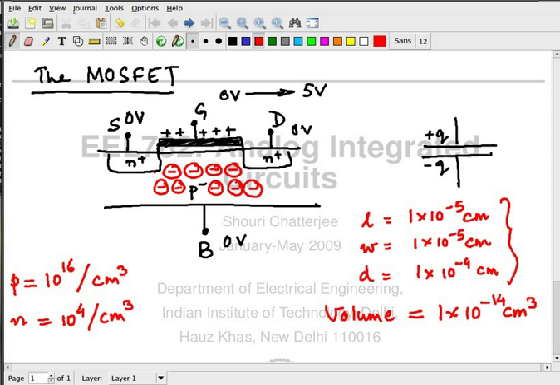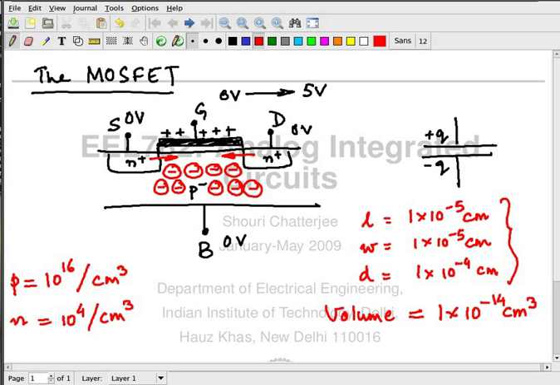Then what's going to happen? If I still continue increasing the positive charge over here, now the inversion layer is going to form. Basically, electrons are going to rush in. Come on, this place has plenty of electrons. This place has plenty of electrons. So what's going to happen? Electrons are going to rush in from here and here, and they are going to create a channel.